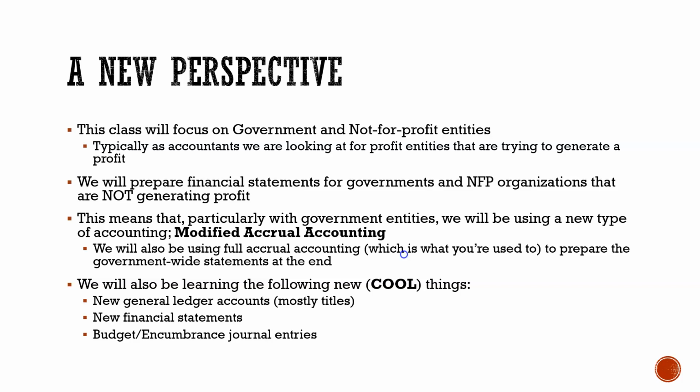So we're also going to be learning the following new cool things. We'll learn some new general ledger accounts, mostly titles. A lot of times these general ledger accounts function in the same way that you see in full accrual accounting or in your for-profit classes. We just give them new names, right? We have to be a little more descriptive because we don't want to do what we call commingling of funds. We don't want to take funds from the water utility fund and mix it in with the fire department fund. We're not allowed to do that in government accounting. So we give them new fund names.